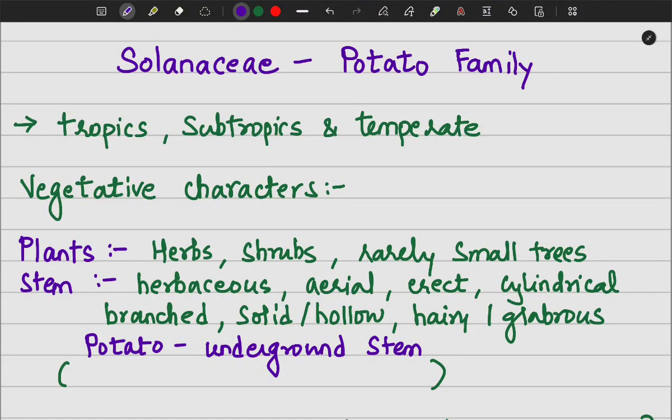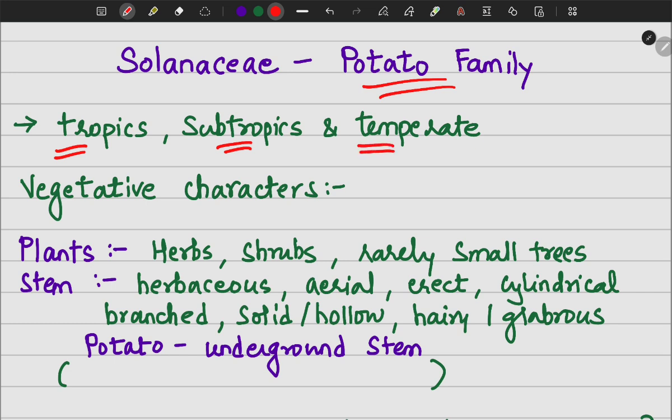In this session, we are going to study about the Solanaceae family. So let us begin. The Solanaceae family is also known by the name potato family, potato being one of the members of this family. If we talk about where the members of this family are usually found, they are found worldwide, mainly in the tropics, subtropics, and in the temperate regions.